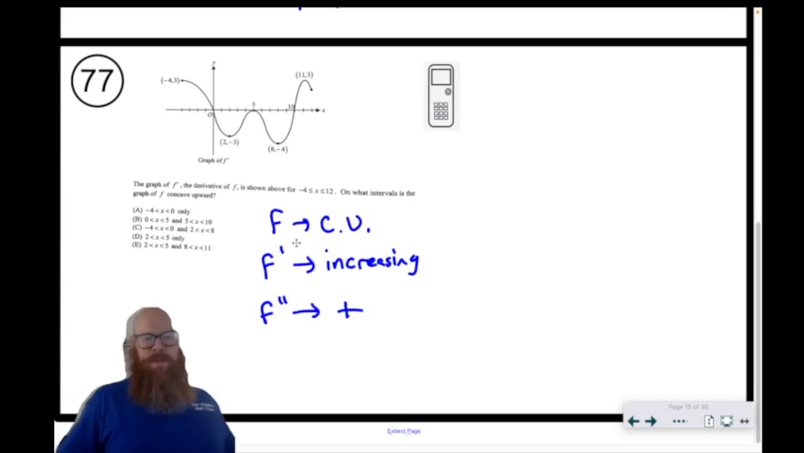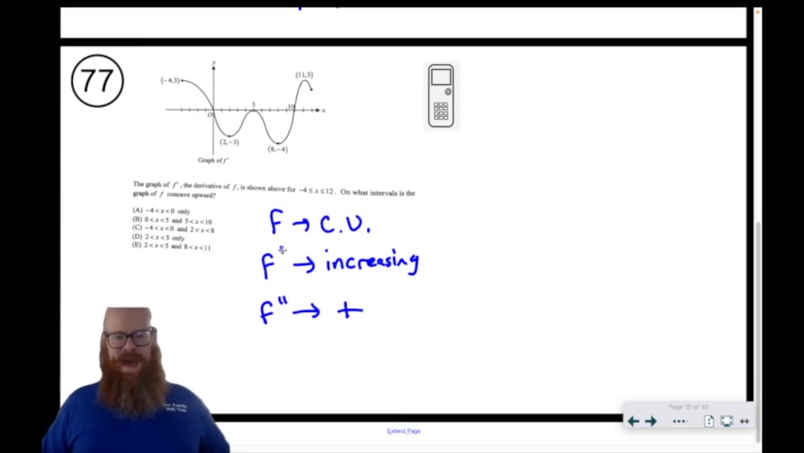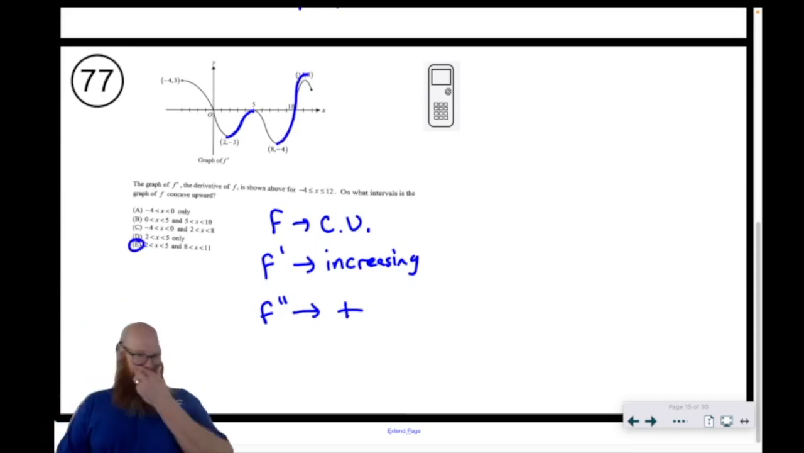So I want to use the one that's most appropriate. That is the middle one, because we are looking at the graph of f prime. So I want that to be increasing. That's happening here, and it's happening here. So that's between 2 and 5, and also between 8 and 11, which is answer choice E.